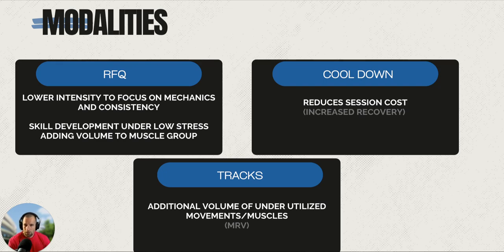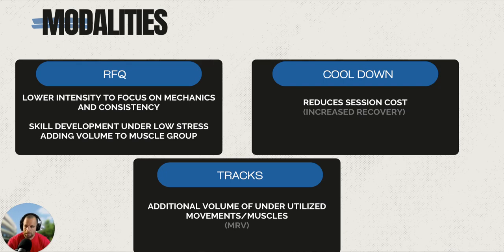Then we have cool down. This reduces the session cost, so it allows you to have increased recovery or speeds up that recovery. Instead of doing a really hot 5-minute workout and then going right to your car and sitting down at a desk, if you do some slower movements, some fold and reach, kind of biking nice and slow, it can get you back to homeostasis a little bit faster, while still maintaining some good blood flow in the muscles and in the joints that you were just using.